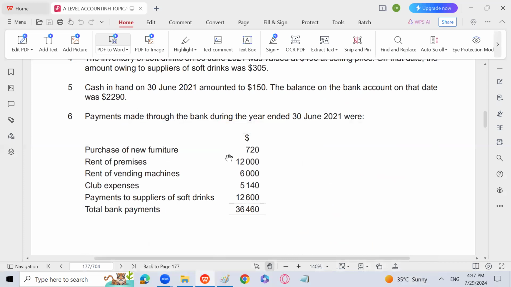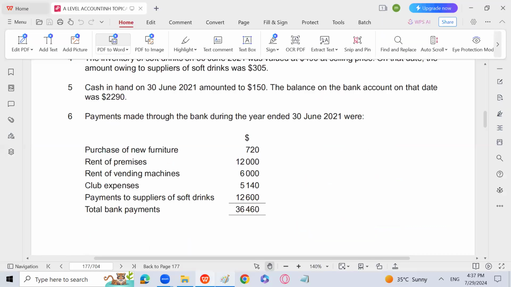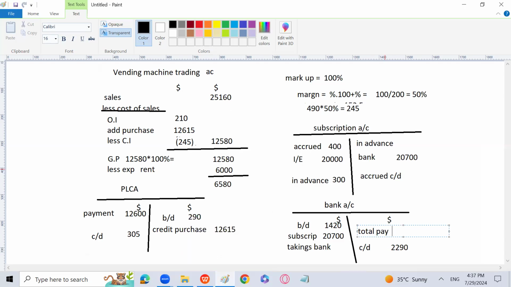Now payments, I can write total bank payments also. That's fine. That will be 36460. Why? Because he didn't ask us to prepare the account basically. He just asked for the calculation of takings banked. Total payment is 36460. So you can total the credit side and subtract the debit side. You will find the amount of takings banked. You can find what amount has been taken out from cash and we have put that amount in the bank. So how much will it come?